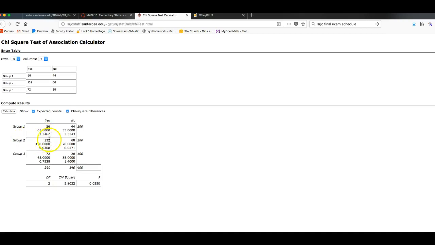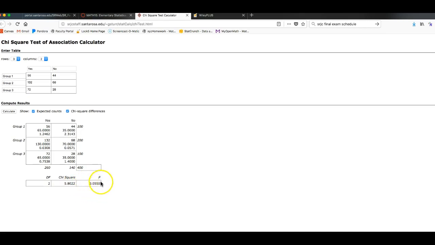So group 2 has 132, expected 130. Since these are really close, they're only off by 2, the chi-squared contribution is only 0.0308. And again, these formulas are derived and shown how to use in the section in the textbook. The total chi-squared is shown at the bottom of the website right here. All this is adding up the chi-squared contribution for each of these cells. So add up these 6 numbers, 1.2462, 2.3143, 0.0308, 0.0571, 0.75, 1.4.